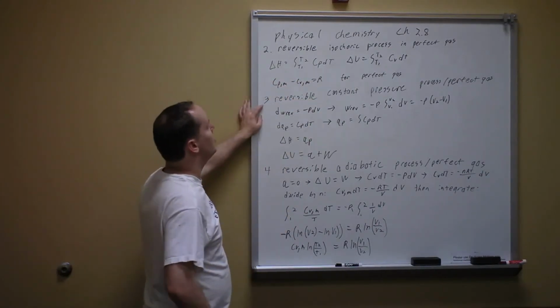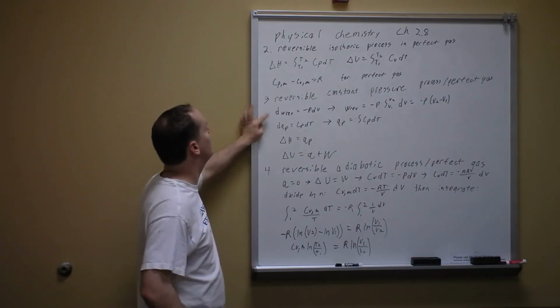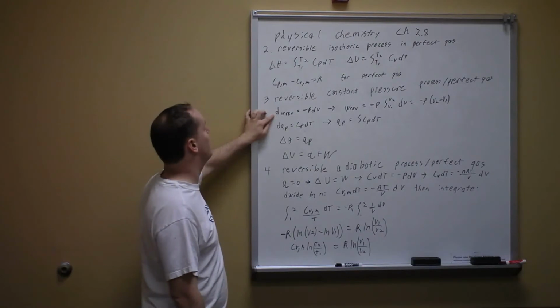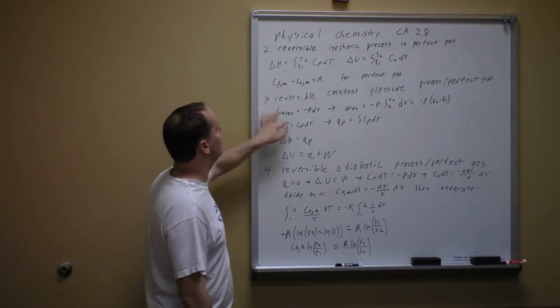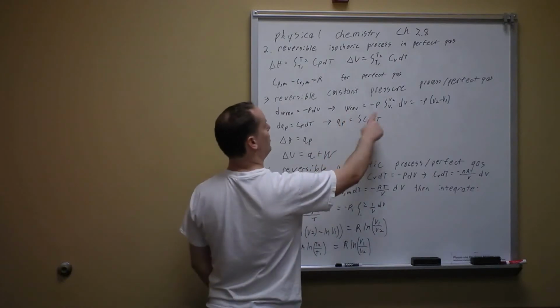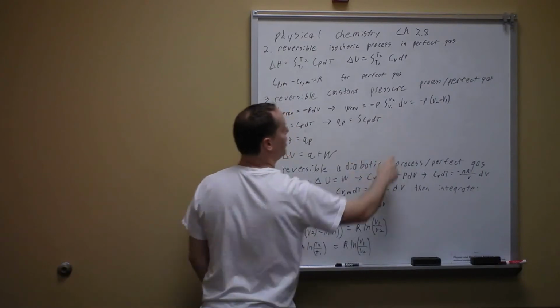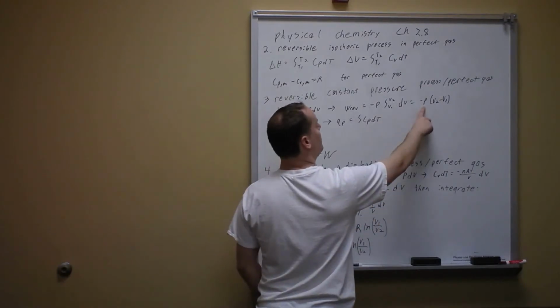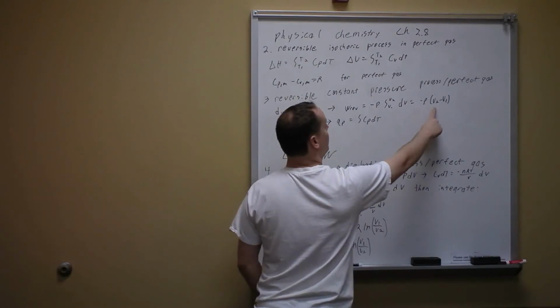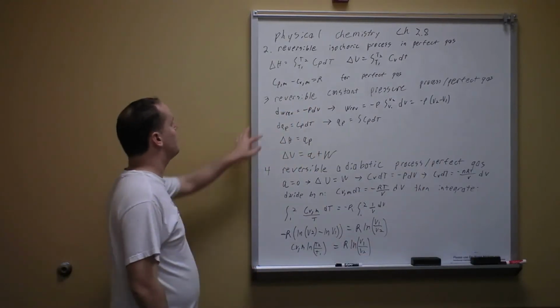Now let's talk about a reversible constant pressure process, for a perfect gas, of course. We know that the differential of reversible work is equal to minus PdV. So the reversible work is equal to minus P times the definite integral from volume 1 to volume 2 of dV, which is equal to minus pressure times the difference in volume, V2 minus V1.